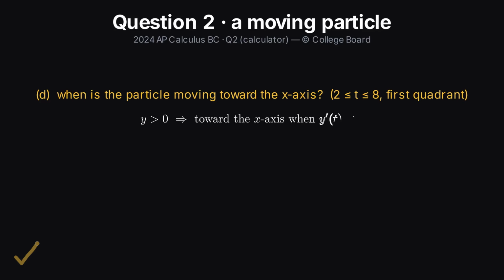Part D. In the first quadrant y is positive, so the particle moves toward the x-axis exactly when y prime is negative. Solving, that happens for t between 5.222 and 8.